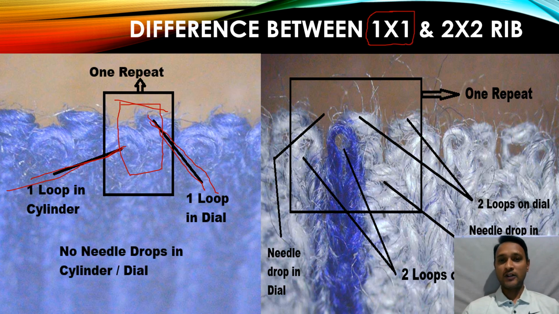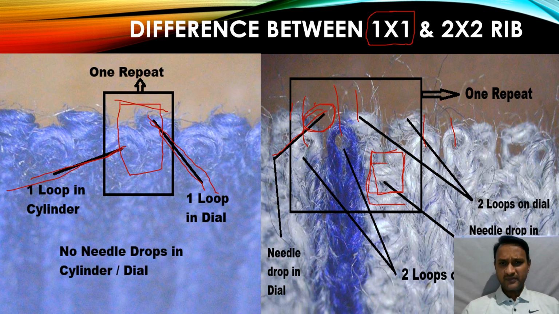The same concept is applicable here, but there will be a needle drop. You can see this is loop number 1, loop number 2, and this is the next loop on the cylinder side, but there is a gap. This is because of the needle drop. In the same way, there is a needle drop on the dial side as well. In between this loop and this loop, there is no loop here, because there is a drop. For every third needle, there is a drop.